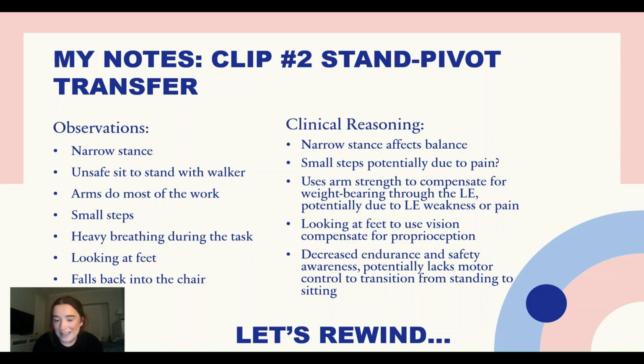That's what's coming to mind. It could be she has a fear of falling. Could be that she's very concentrated on what she's doing. Decreased endurance and safety awareness comes to mind, especially when she falls back into the chair. She lacks that motor control to transition from standing into sitting.